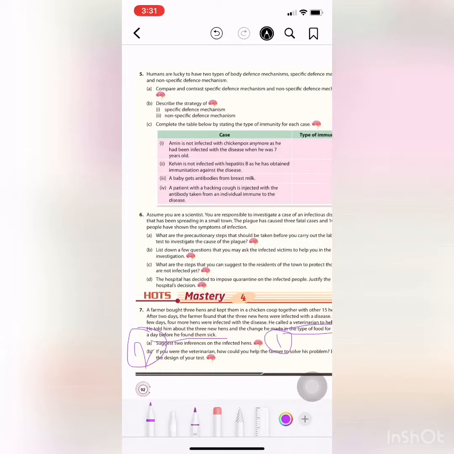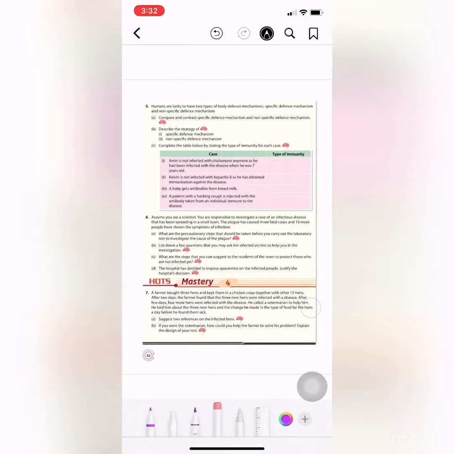Then next for 7b, if you were the veterinarian, how could you help the farmer to solve his problem? Explain the design of your test. This one is like you do an experiment, because you know the reason. You have two possibilities. The first one is the food. The second one is the hen itself got disease. So we try the first hypothesis first.